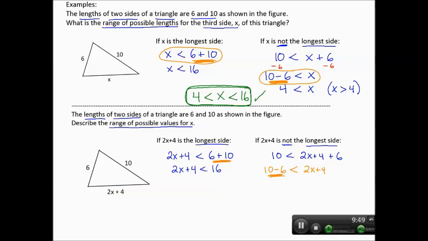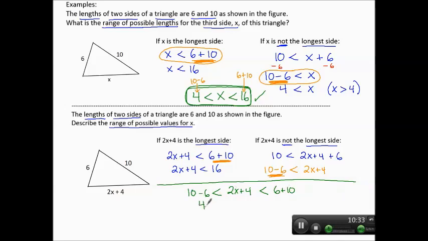So here's another way that we could look at this. Instead of doing two of them separately, we could take the third side, 2x plus 4, and put it between the sum, 6 plus 10, and the difference, 10 minus 6. And we could start the problem from there. Notice that's the same thing we have here, we just did it in parts. 16 was made of 6 plus 10, and 4 was made of 10 minus 6. We can solve this equation, or inequality, excuse me, right from here.